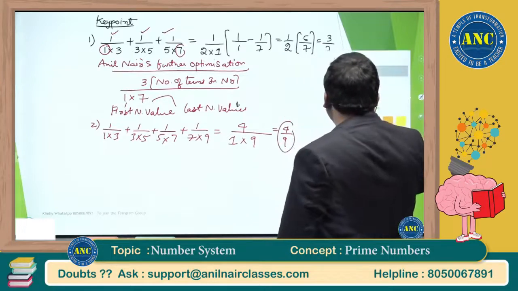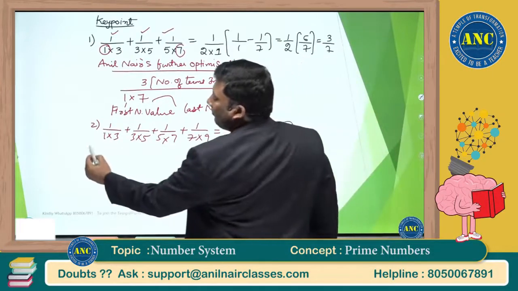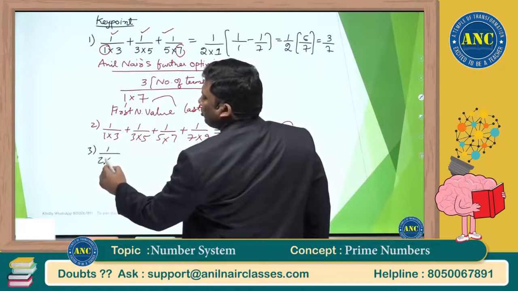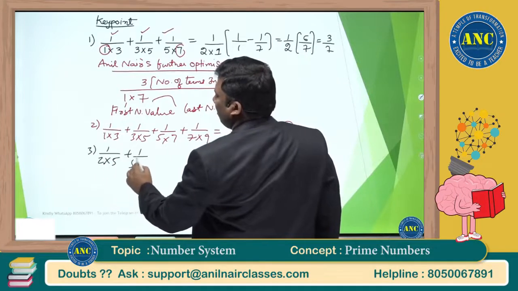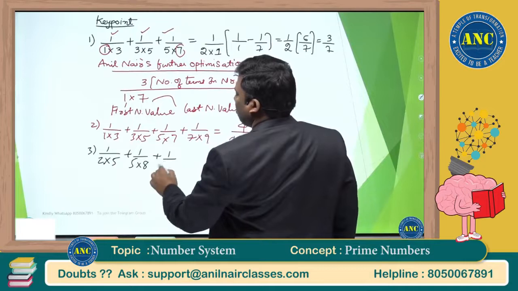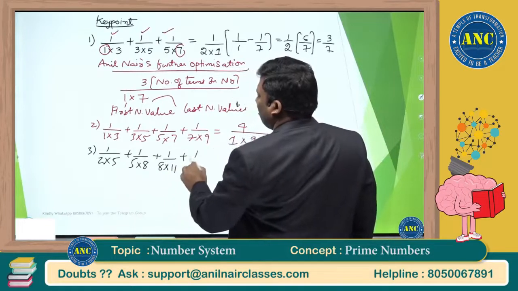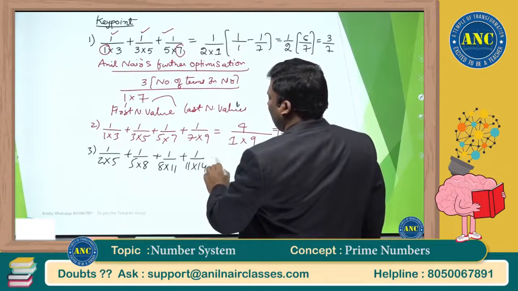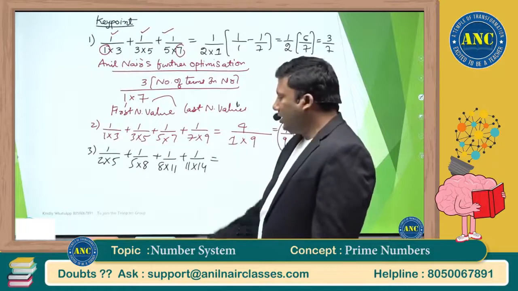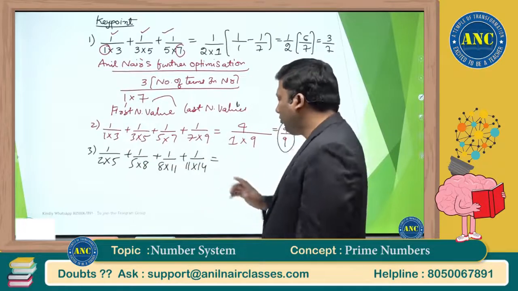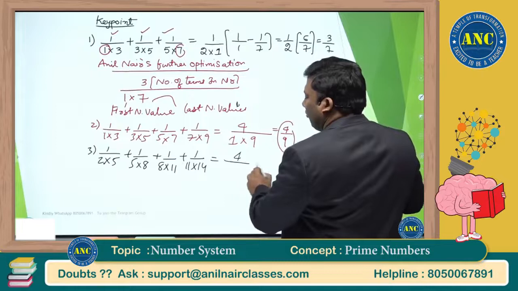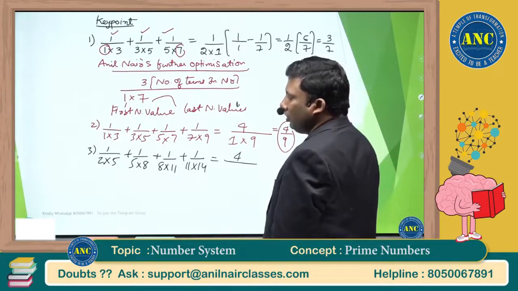Suppose the series begins with 1 by 2 into 5, 1 by 5 into 8, 1 by 8 into 11, 1 by 11 into 14. What will be the answer? 1, 2, 3, 4. 4 numerical values are there, so 4 by.